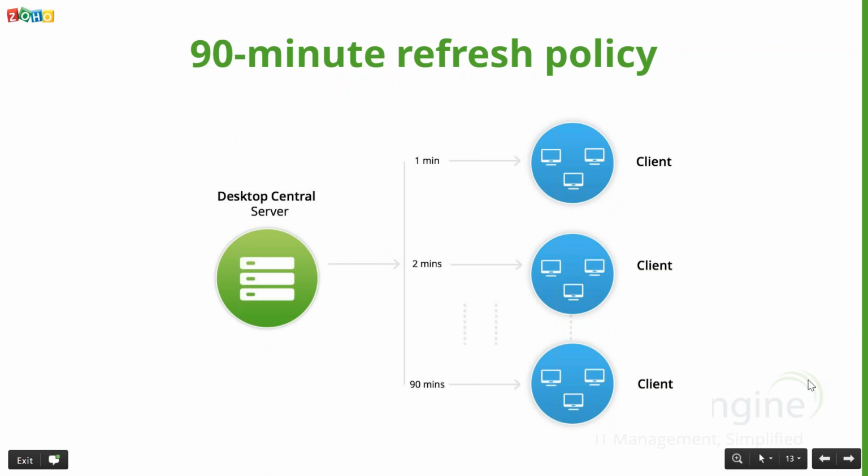How it works, for example: if you manage 90 computers, only one machine will communicate with the server per minute. If you manage 900 computers, only 10 machines per minute will reach the server. If you manage 9,000 computers, only 100 machines per minute will reach the server. This is taken care of by the Desktop Central server product.